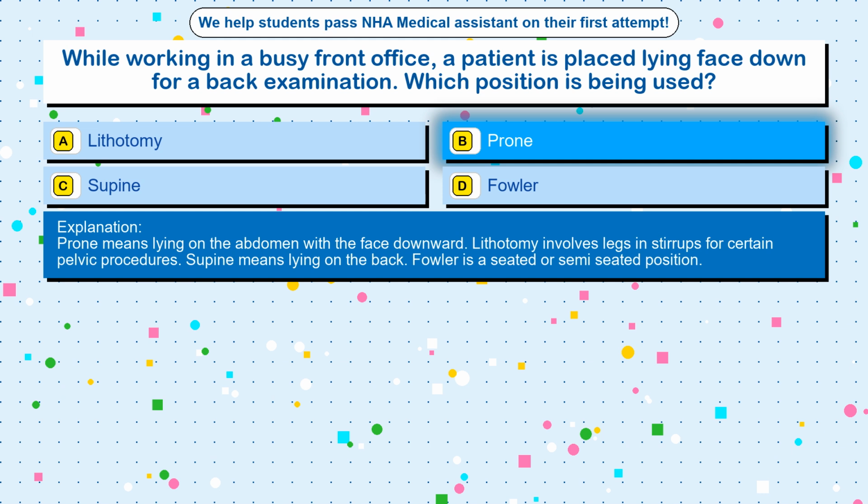Lithotomy involves legs in stirrups for certain pelvic procedures. Supine means lying on the back. Fowler is a seated or semi-seated position.